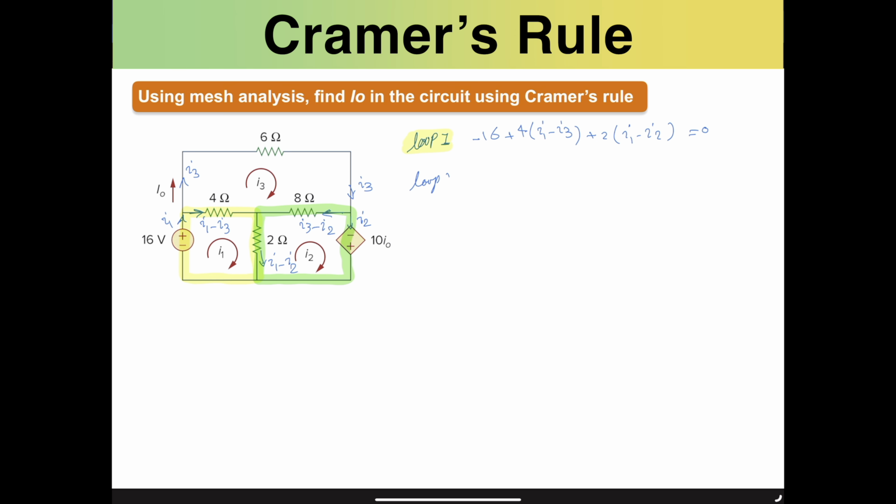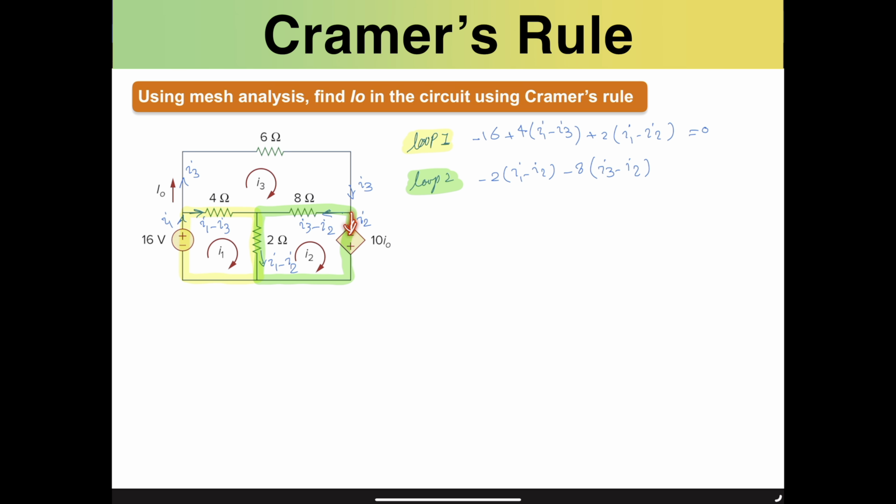So for loop 2, that is marked with the green color, the voltage drop is going to be minus 2 times I1 minus I2. Now we have this 8 ohms. Again, the flow of the loop is clockwise. However, the current is in the other direction. So we also need to consider a negative sign when we calculate the voltage drop across this 8 ohms. So it would be minus 8 times I3 minus I2.